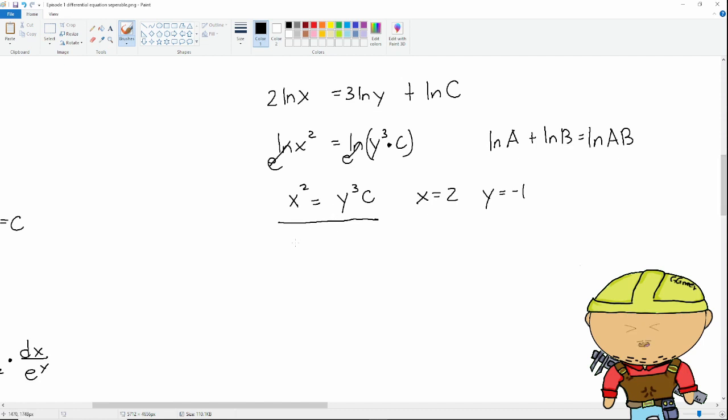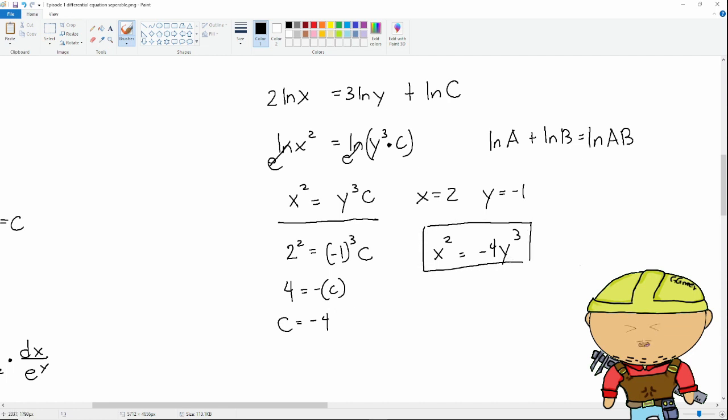So substituting x is equal to 2, that will become 2 squared is equal to -1 cubed times c. 2 squared is 4, -1 cubed is -1, multiplied by c. c is now equal to -4. Now that we have c, we can substitute it into our equation. x squared is equal to -4y cubed. This is now our particular solution.